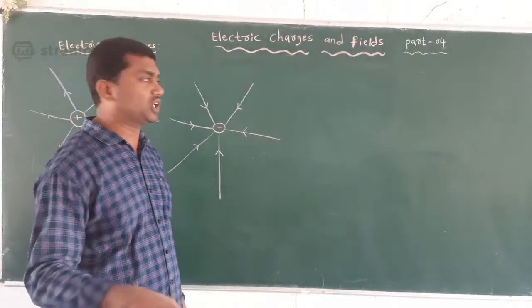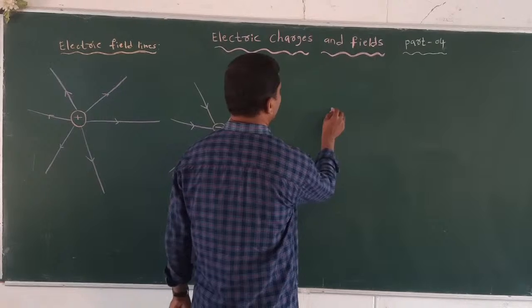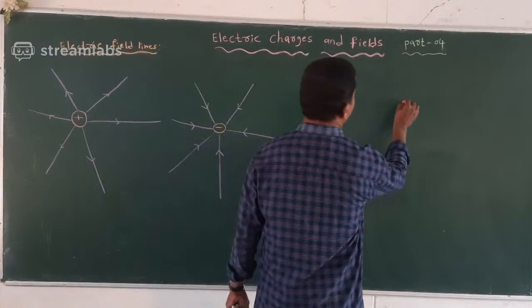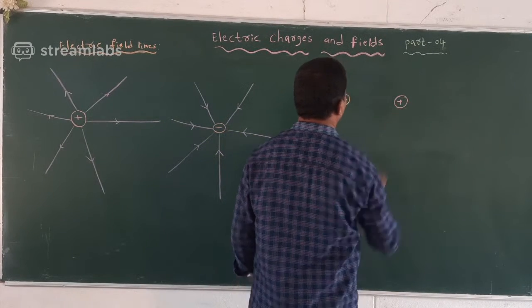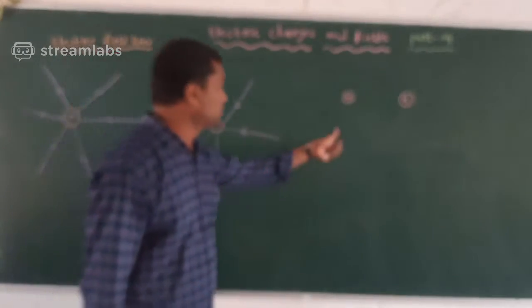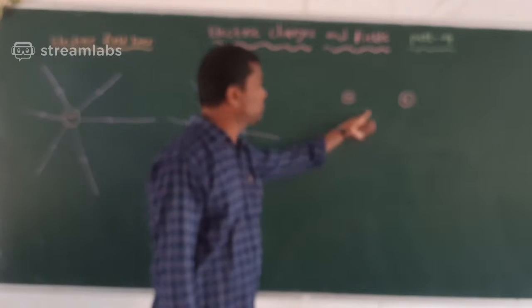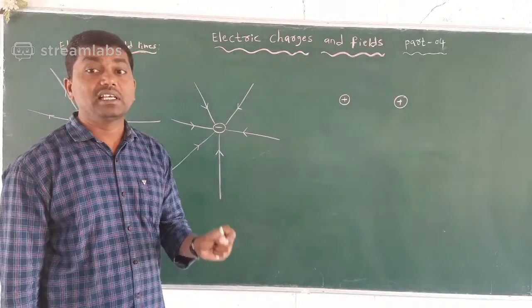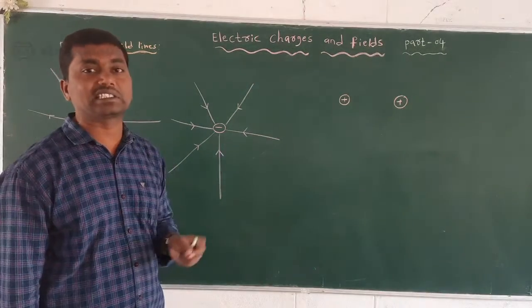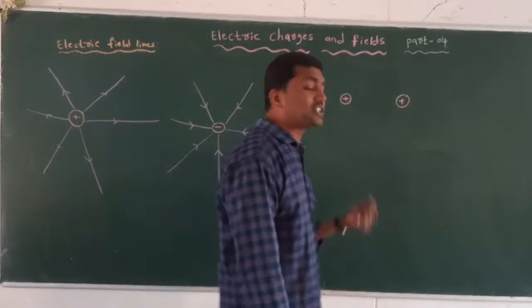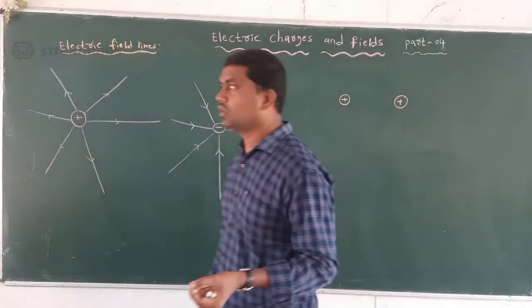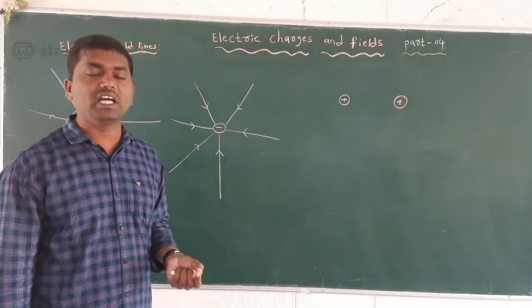Suppose we take two charges. The first one is a positive charge and the second one is also a positive charge. We draw the lines from positive to negative. These two charges are called like charges, meaning same charges, so they produce a repulsive force between the two charges. Suppose we take a positive charge and a negative charge. These are different charges, unlike charges, so they produce an attractive force between the two charges.